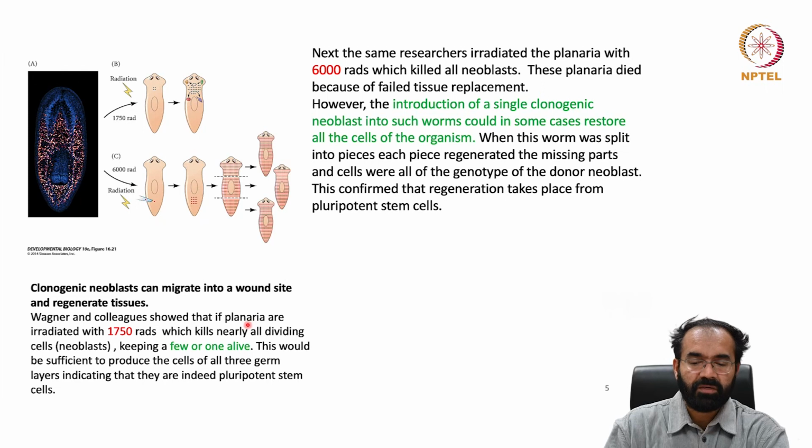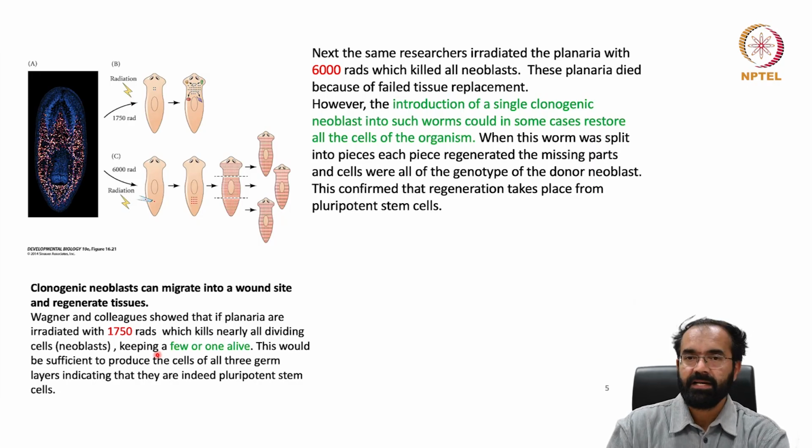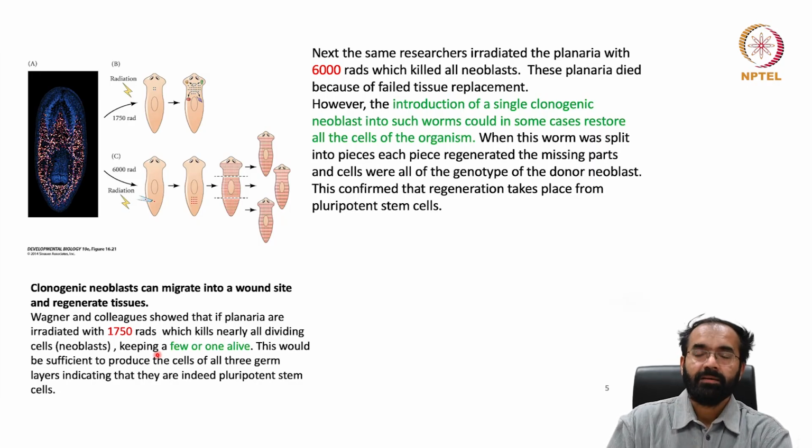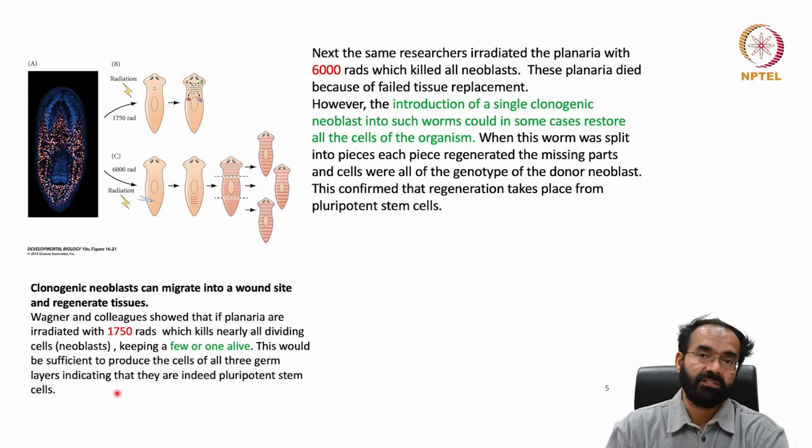Wagner and colleagues showed that if planaria are irradiated with 1750 radians, which kills nearly all dividing cells, that is neoblasts, keeping a few or one alive, that is the radiation. It is lethal, but not absolutely lethal for every cell. Some cells do survive. This would be sufficient to produce the cells of all germ layers, indicating that they are indeed pluripotent stem cells.